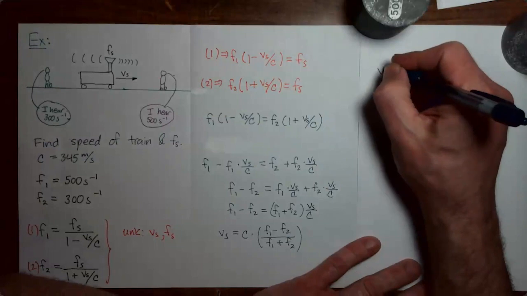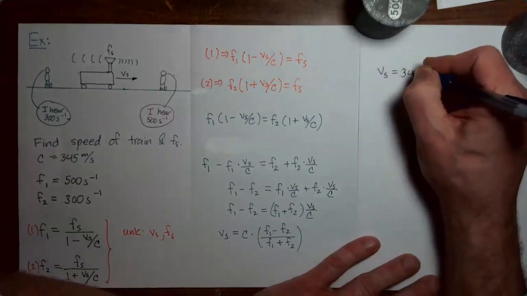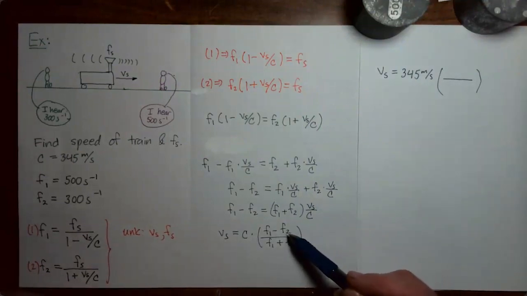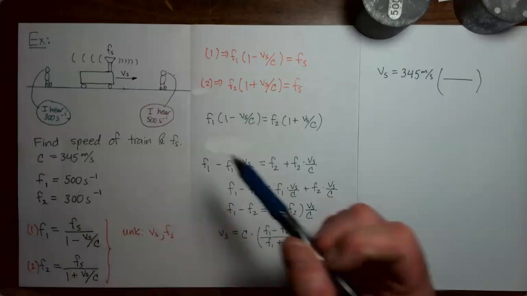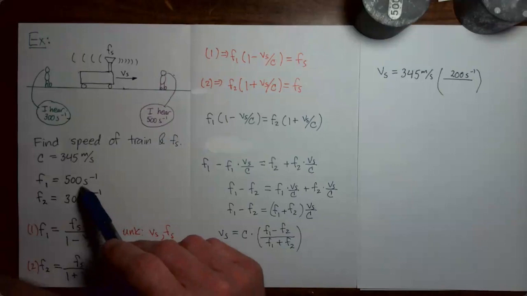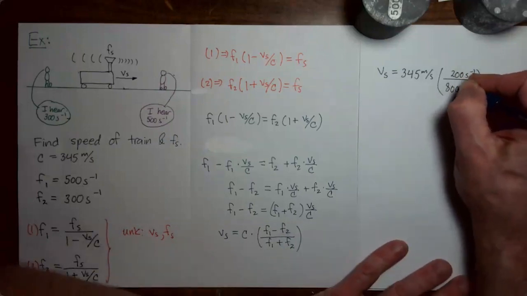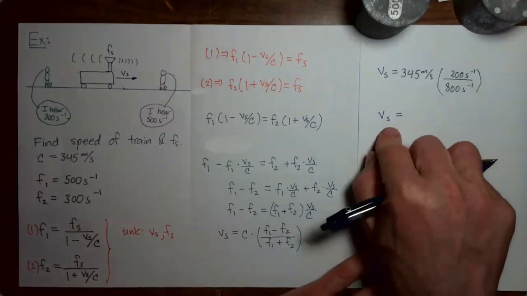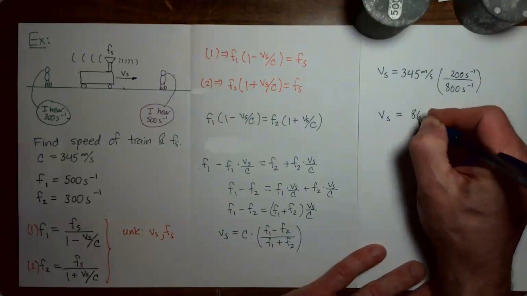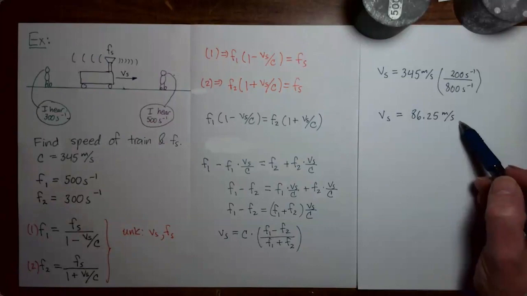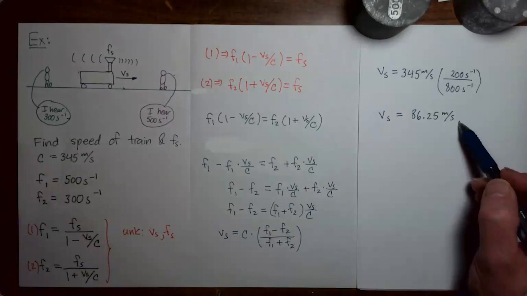Let's substitute now. The sound speed is 345 meters per second. In the numerator here, I have the difference between the two frequencies. 500 minus 300 is 200 with unit inverse seconds. 500 plus 300 is 800 with units inverse seconds. So we get that the speed of the source, in other words, the speed of the train, is 86.25 meters per second. So this is a pretty fast train. Maybe this is a bullet train that you might find in Europe or Japan, but probably not the United States.